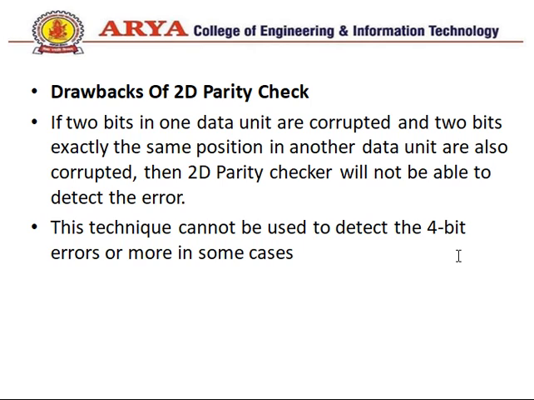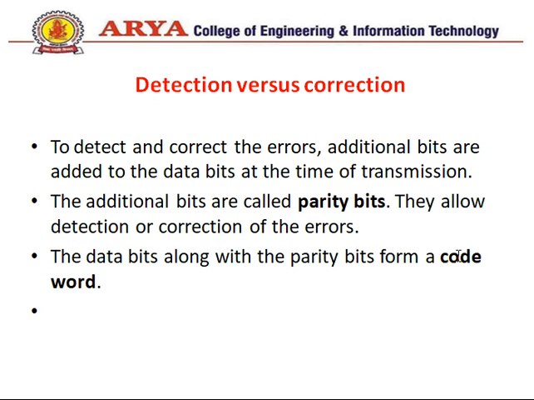Drawbacks of 2D parity: if 2 bits in one data unit are corrupted and 2 bits in exactly the same position in another data unit are also corrupted, then the 2D parity checker will not be able to detect the error. The technique cannot be used to detect a 4-bit error or more in some cases. So these were the two drawbacks.